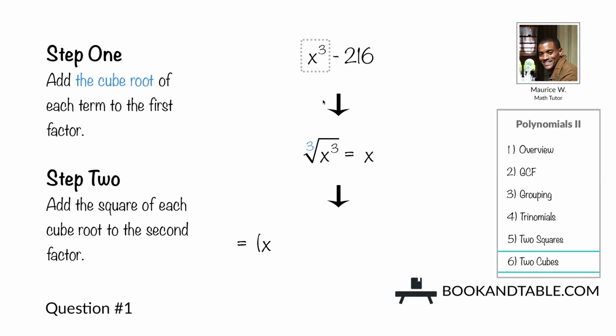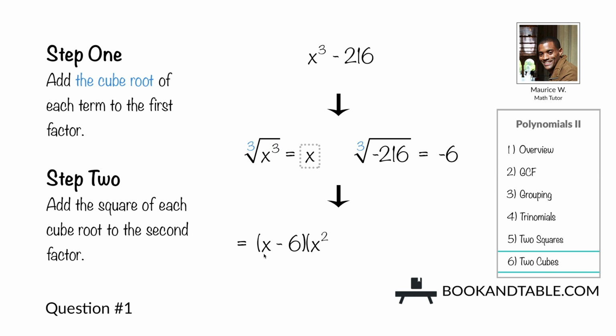Question number 1, we were given x cubed minus 216. Step 1, add the cube root of each term to the first factor. So we first take the cube root of x cubed, which will give us x, and that's the first part of our first factor. We then examine negative 216. The cube root of negative 216 is equal to negative 6. So when we add that to the first factor, we get x minus 6 as our first factor.